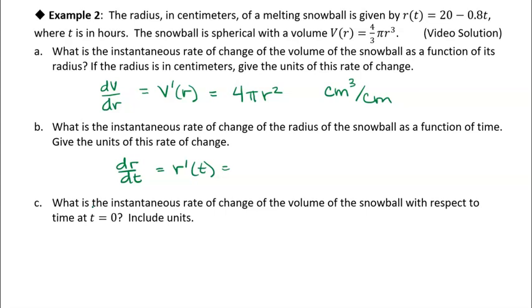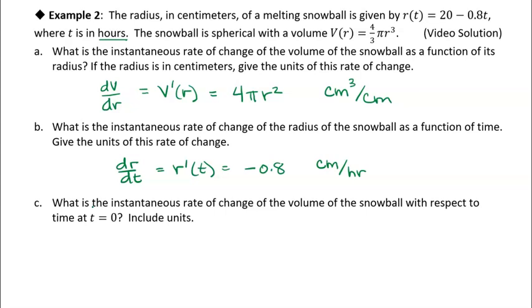Now this is just a linear equation, so the derivative of this r function will just be negative 0.8, a constant. And the units would be centimeters per hour, because t is in hours and the radius is in centimeters, so when we take the derivative, we get centimeters per hour.